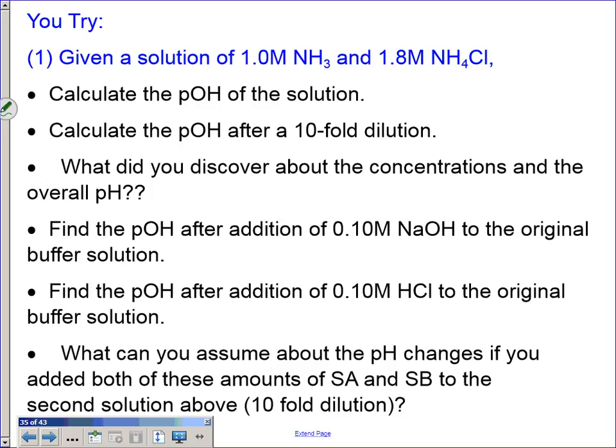So it's usually making you do a base because we haven't done a base yet. So you're trying to make a base, and then this was the HCl.